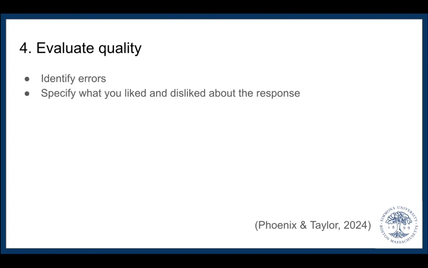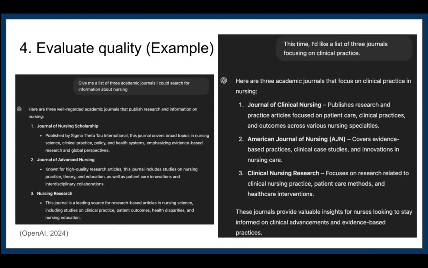The fourth principle is to evaluate quality. Identify errors and specify what you liked and disliked about the response. This requires some trial and error. In this example, the first prompt, give me a list of 3 journals I could search for information about nursing, returned a couple of journals whose descriptions mentioned clinical practice. If I was particularly interested in clinical practice, I could modify my prompt to ask, this time, I'd like a list of 3 journals focusing on clinical practice. We will return to this principle of evaluating the quality of AI output in video 4.